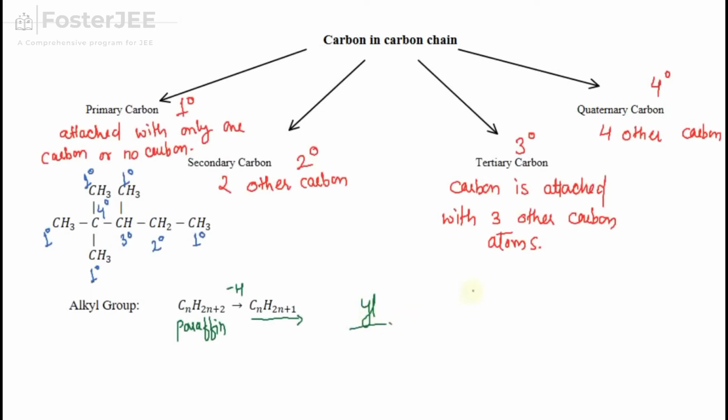So here we can see that the molecular formula for methane is CH4. So when one hydrogen is removed from methane, then it forms CH3, which is an alkyl radical. So here the name of this compound is methane, where the suffix is ane. And we know that the suffix for alkyl group is yl. So the name of CH3 will be methyl. Similarly, ethyl, propyl, and so on.